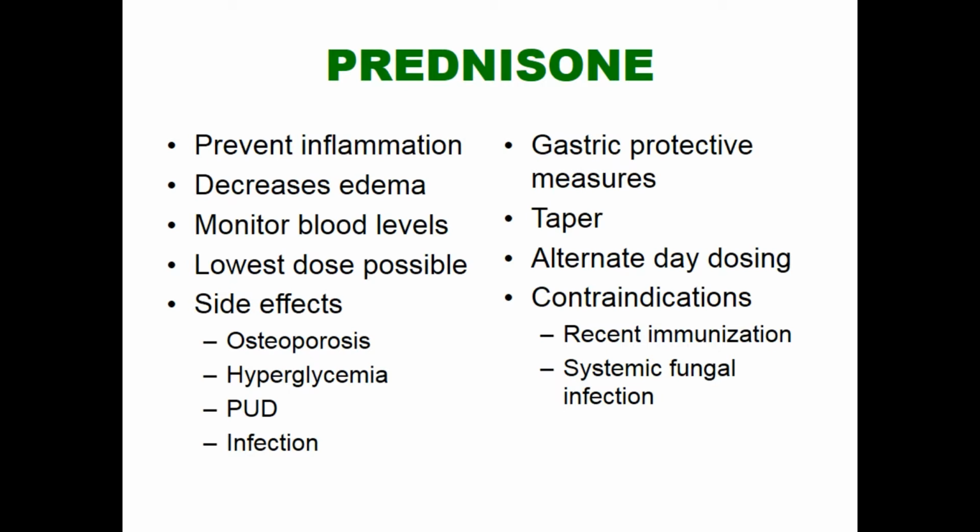Prednisone prevents inflammation, decreases edema, but we do have to monitor some blood levels. We want the lowest dose possible to produce therapeutic effects. Side effects: osteoporosis, hyperglycemia, peptic ulcer disease, and infection. Gastric protective measures need to be taken with this medication.